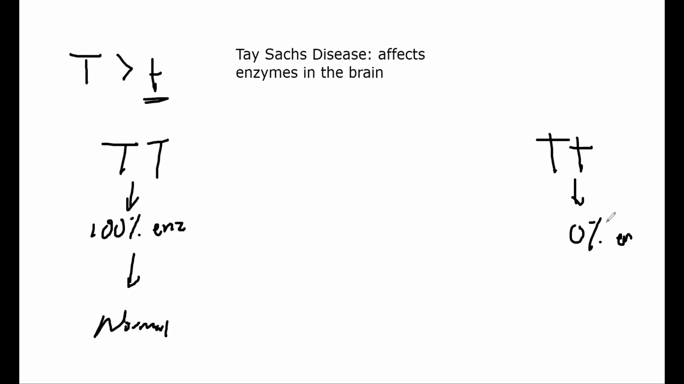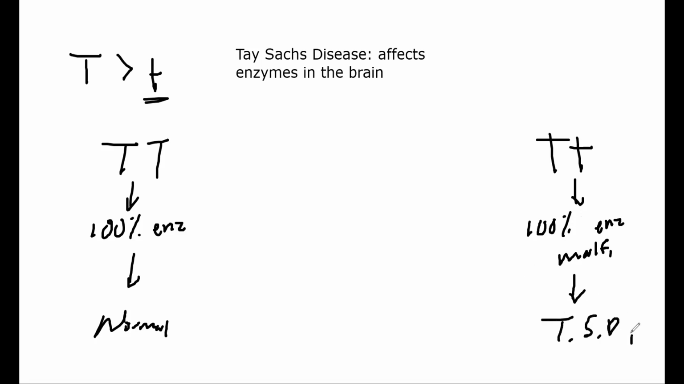If you're homozygous recessive, you make 100% of the enzyme, but it's a malfunctioning enzyme. Sorry, let me take that back. I'm going to put malfunctioned. So it doesn't work, right? And if the enzyme is made but it's not working, then you're going to have Tay-Sachs disease, right?